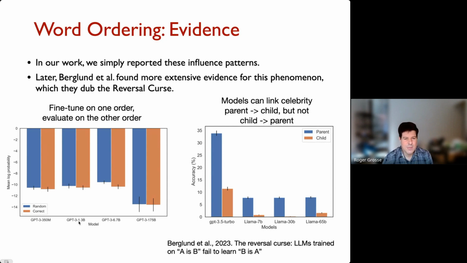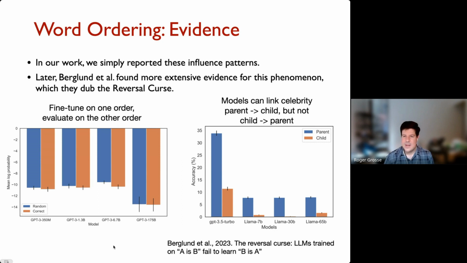And so the average log probabilities assigned to the correct completions in this opposite order were not significantly different from log probabilities assigned to random completions. And so learning about relations in one order gives it essentially no additional information about the relation presented in the opposite order.